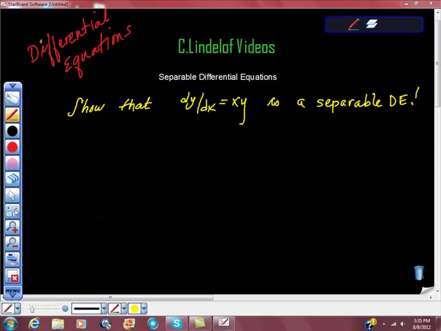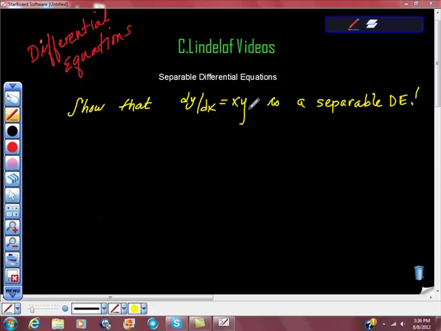So, differential equations. I want to show that dy/dx = xy is a separable differential equation. All I'm going to do here is rewrite this as this equation. Hopefully you can see how I got this.